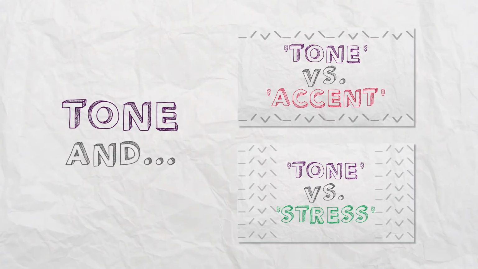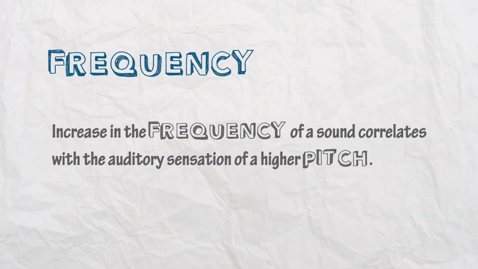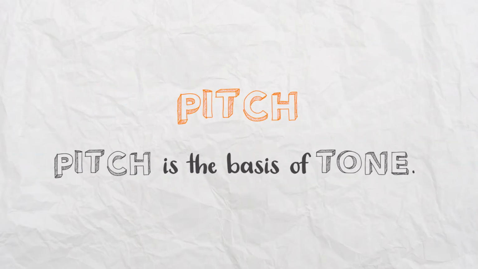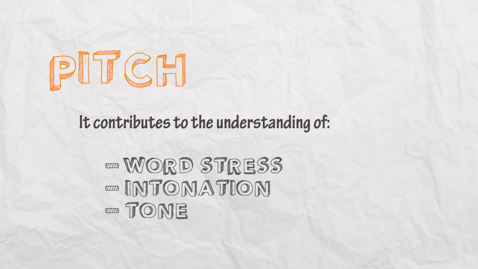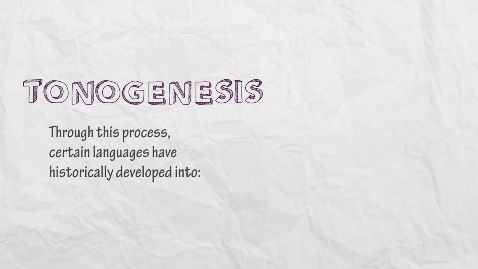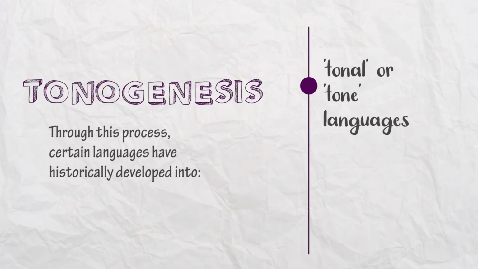I have talked about tone before, at least in the last 2 videos. I introduced the concepts of pitch and frequency and emphasized how closely the term tone is tied to pitch. We also talked about the fact that through a process that is called tonogenesis, certain languages have historically developed into tonal languages or tone languages, as opposed to those that have not, which are called atonal languages. My assumption would be that there are more atonal languages than there are tonal languages.